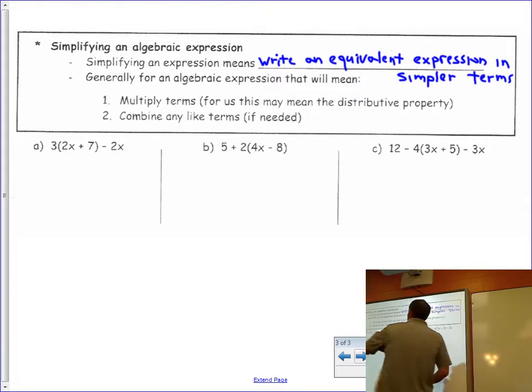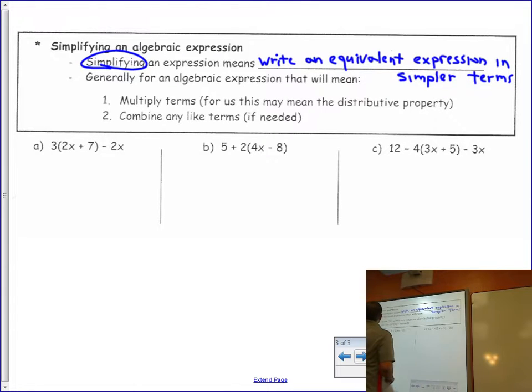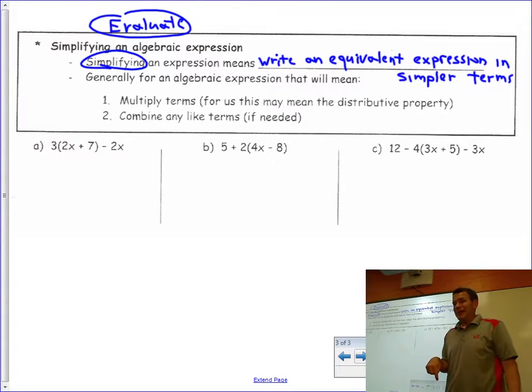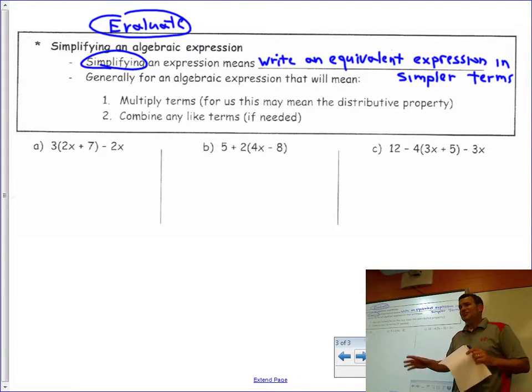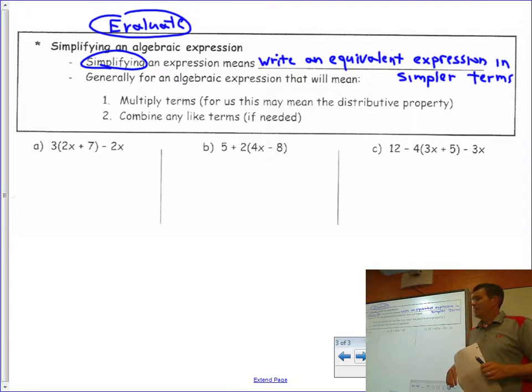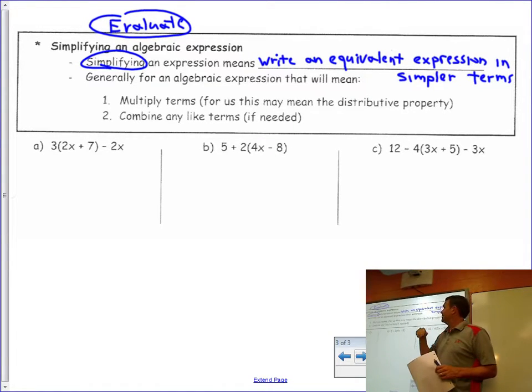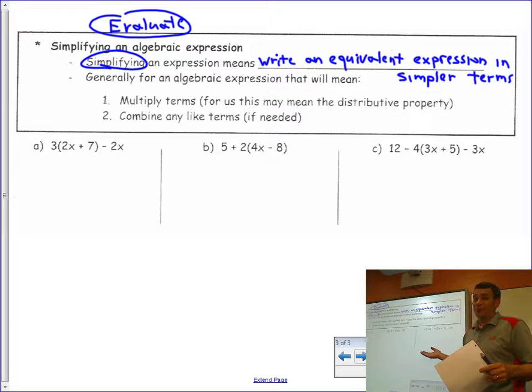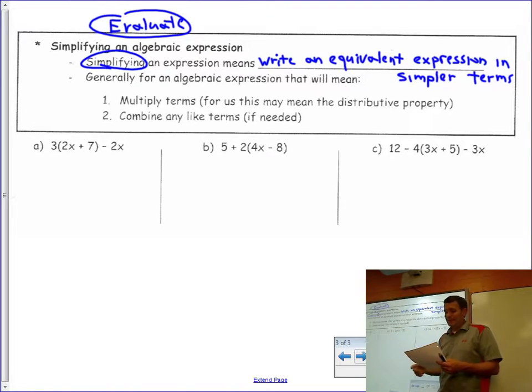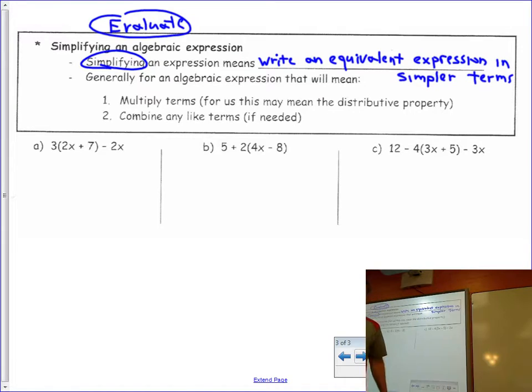This is different than a couple days ago when we used the word evaluate. Right? When you evaluate, you have to put a number in for the variable and do all the operations and end up with a single value. But when you're simplifying, you leave the variables. You just do any operations you can. For us, this will usually mean multiplying terms together by using the distributive property and combining any like terms that need combined.